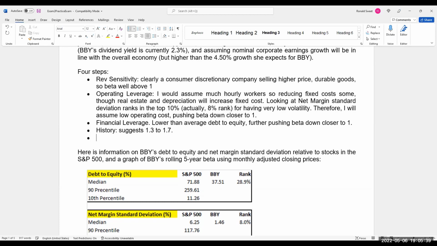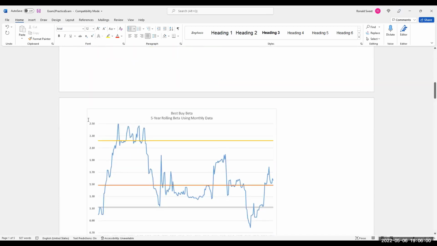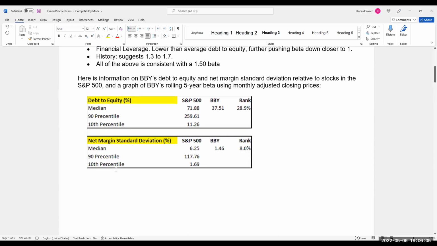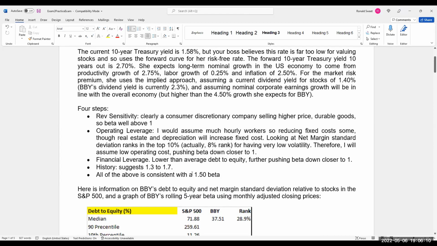All of the above is consistent with a 1.50 beta. You know, there's no right answer. There are definitely wrong answers. A beta of 0.2 or 0.5 would be wrong. A beta of 3 or 4, even above 3, it's never been above 3, and 2.5 would be pretty extreme. To me, a 2 or higher beta, that's a high debt-ridden auto manufacturer or something like that. So I'm going to go with the 1.5 beta.